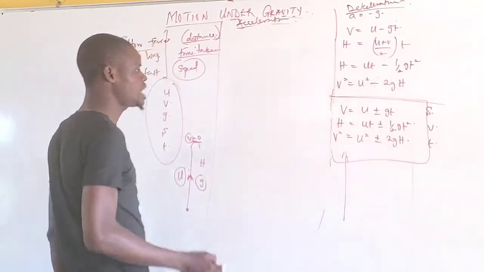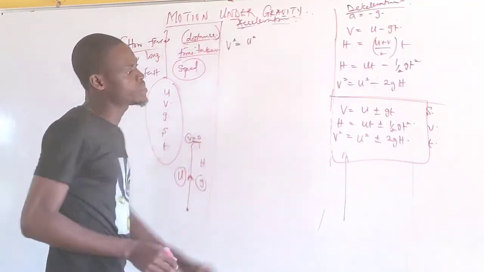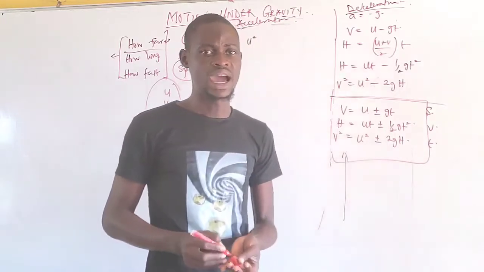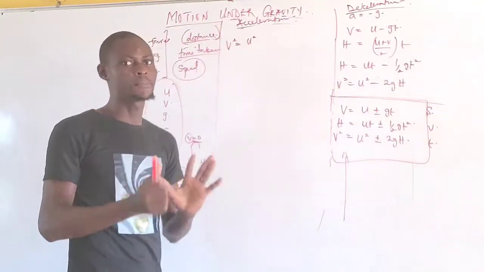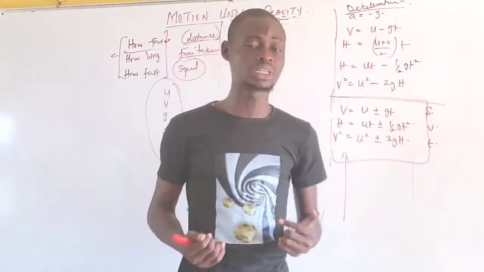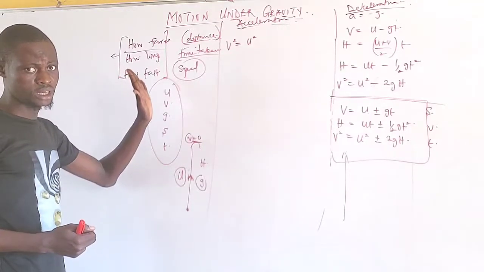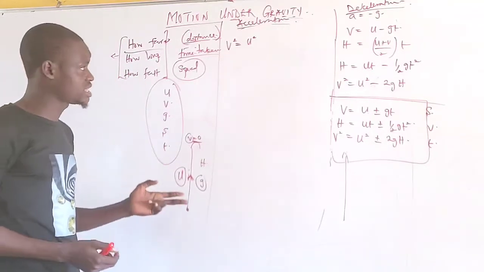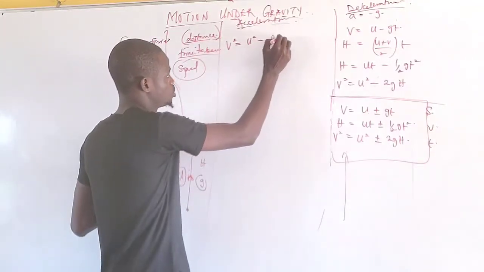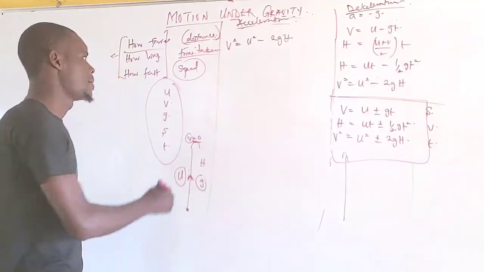Altogether, I'll be having v squared equals u squared. Now, which one am I going to use? Am I to use positive or negative? Depends. I said earlier that in this video I'm going to be employing upward motion to be taken as negative, while downward motion to be taken as positive. Now, since the body is being thrown upward, we assume that the gravity is negative. So from here, I'll be using minus 2gh.